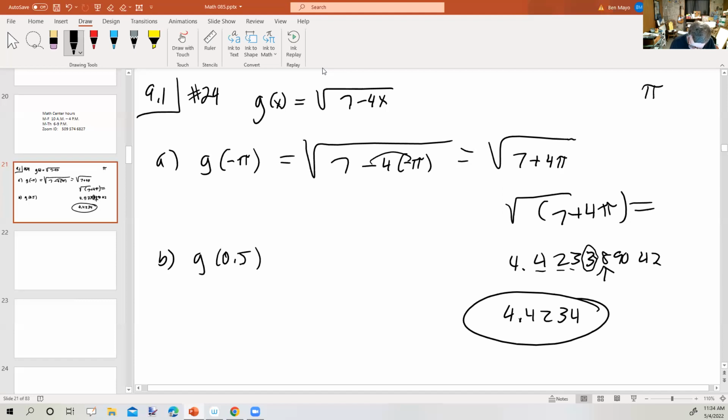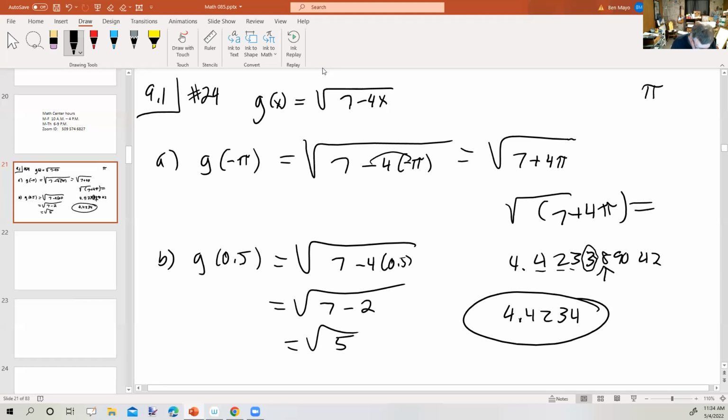And then g of 0.5 would be the square root of 7 minus 4 times 0.5, which is the square root of 7 minus 4 times 0.5 is 2. So we've got the square root of 5. And the square root of 5 is 2.23606. And the 0 would be in the 10,000th. The 6 would round up to 2.2361. All righty.